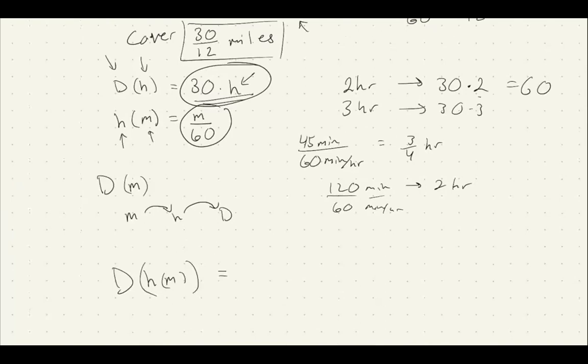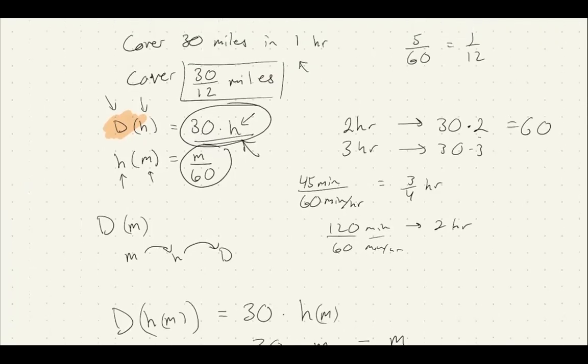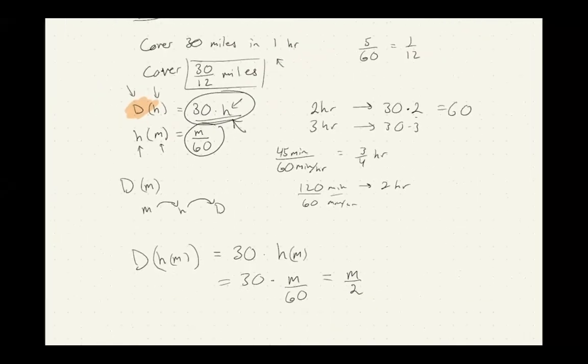My distance function takes whatever its input is. So here, it takes its input and it multiplies it by 30. So I have 30 times my input, which is h of m. And h of m, let's see, this is 30 times, well, that's m over 60. So in fact, I can simplify this and I can write this as m over 2. So the function that tells me how far I've driven based on how many minutes is just the number of minutes divided by 2.